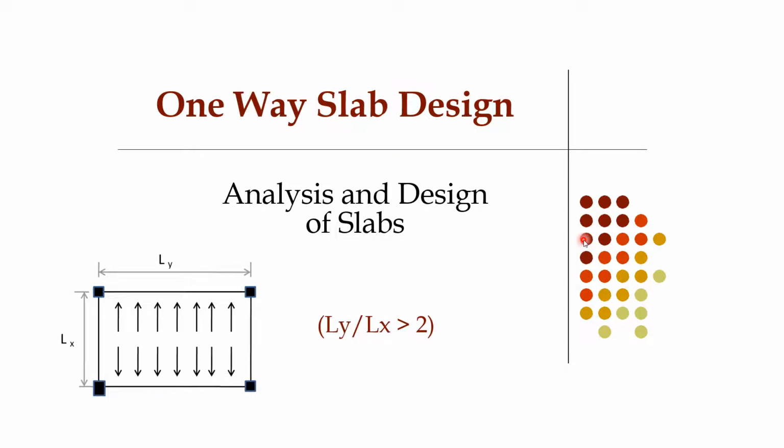In this lecture, I will discuss how to analyze and design the one-way slab. So here in the title picture, you can see a slab is shown. Here is the longer dimension, here is the shorter dimension. When we take the ratio of longer to shorter, if the ratio comes greater than 2, then this slab is called a one-way slab. And if this ratio is equal to or less than 2, then this slab is called a two-way slab. And in this lecture we will discuss only one-way slab design.